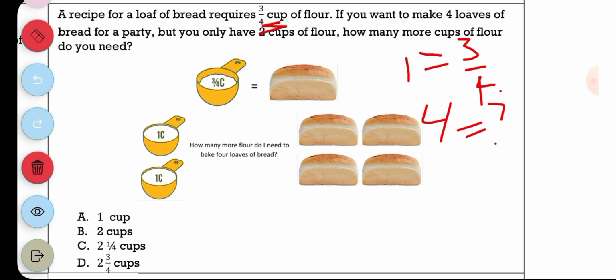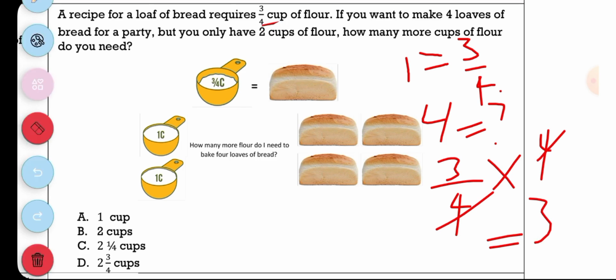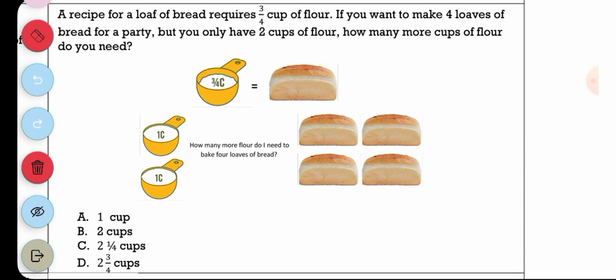Looking at it, we'll require more. If more, let's multiply. So 3 over 4 multiplied by 4. So we need 3 cups of flour. But we are told that we have 2. So how many more cups do you need? 3 minus 2 is 1. So the answer to this question is A.